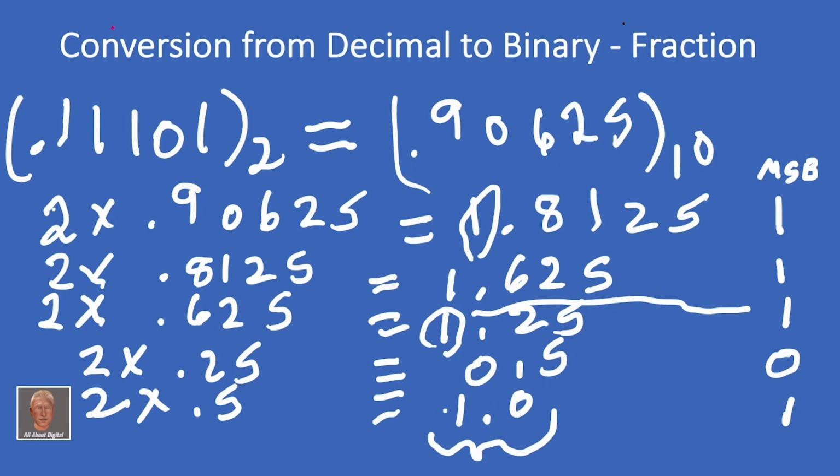So, I mean, think about it. You could just keep multiplying 0.0. So the bits would be 0, so it's exact.